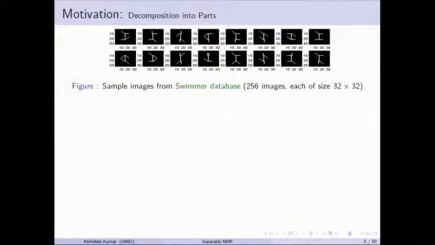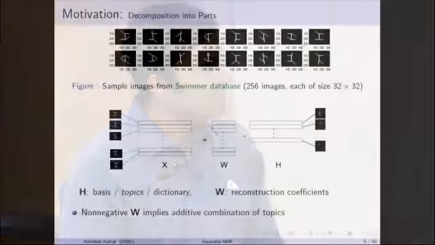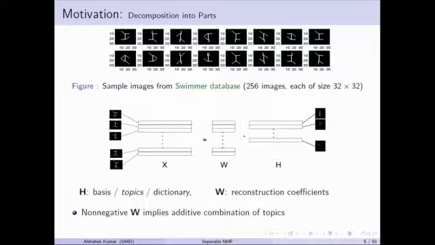Now let's understand the motivation behind NMF with a small example here. I've shown the images from a database called Swimmer, and it has images of a creature that is swimming, and it has 4 legs. So 4 legs can be in 4 different orientations. So there are total 4 to the power 4, 256 images, and each image is of size 32 cross 32. Now let's say we vectorize all these images and put them along the rows of a matrix X. So X is now 256 times 1024, and we do a low rank factorization on X. So we factor it as W times H.